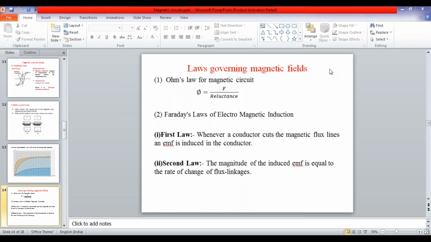we'll think about what laws are applicable or useful in magnetic fields here. Okay, are you able to follow me? Respond anybody? Are you able to follow me? Yes, sir. Or is there any difficulty in understanding the subject? No, sir. Okay.